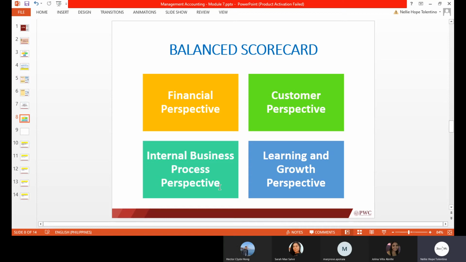Internal business process perspective, ito yung mga operations, production sa loob ng company. Sa loob ha, internal business process. Kasi wala tayong pakialam sa process ng ibang company. In a Balanced Scorecard, we only talk about our company. Hindi yung competition natin yung inaaralan dito, but yung mga operations, yung mga processes within the company. And then, learning and growth has something to do with the skills of your employees. So, sige, I'm gonna let you watch a video.